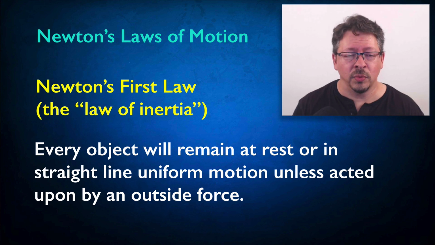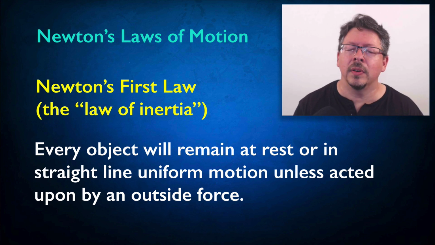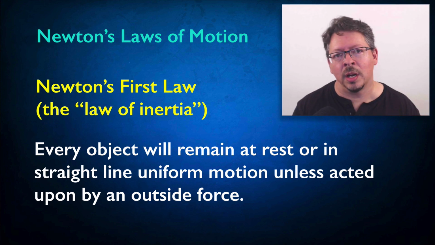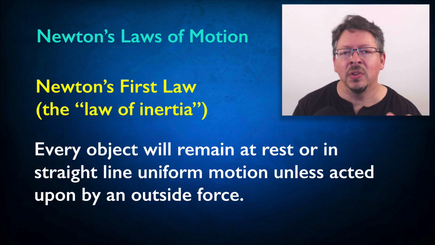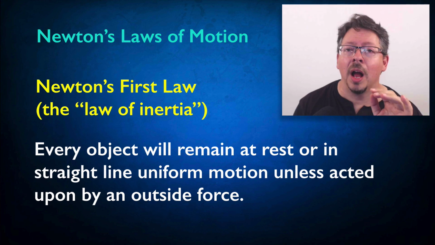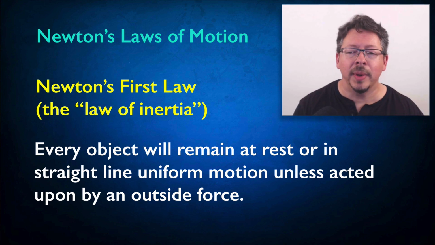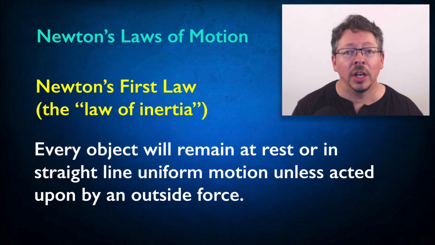So if an object is at rest, it'll remain at rest forever unless acted upon by an outside force. If an object is moving in a straight line at constant speed, it'll keep moving in a straight line at constant speed forever unless acted upon by an outside force. This tendency of a body to maintain a state of motion is called inertia.